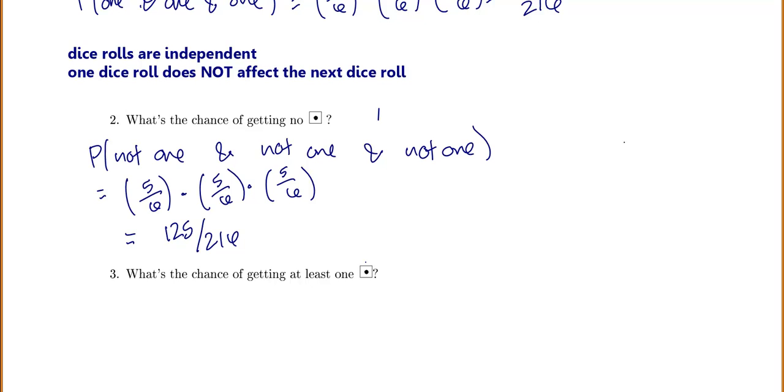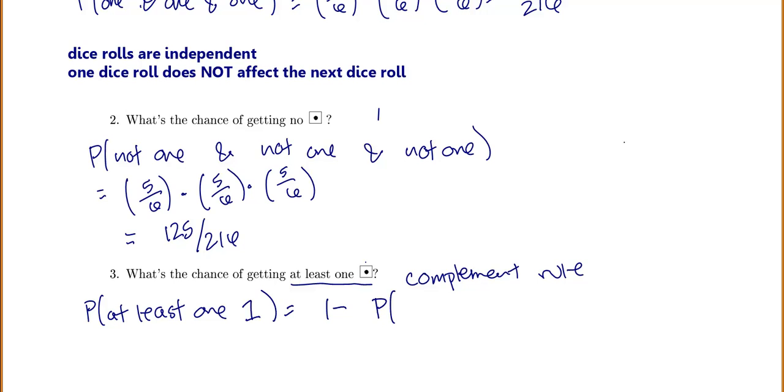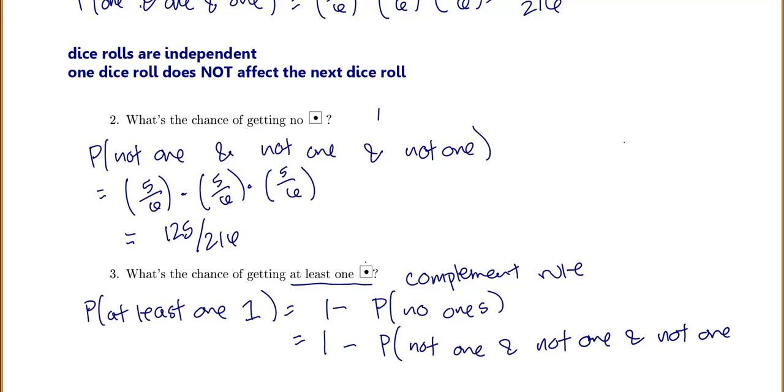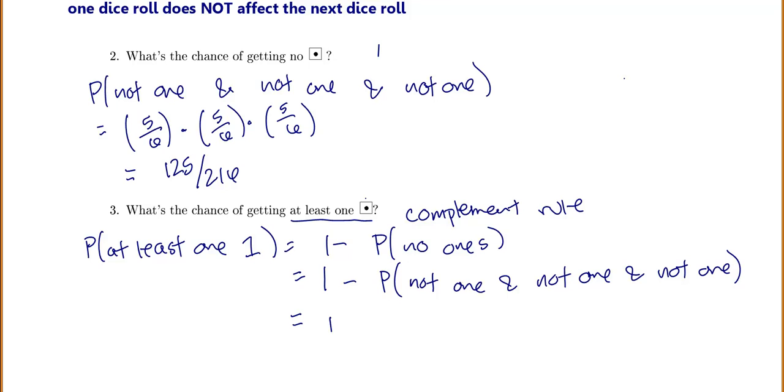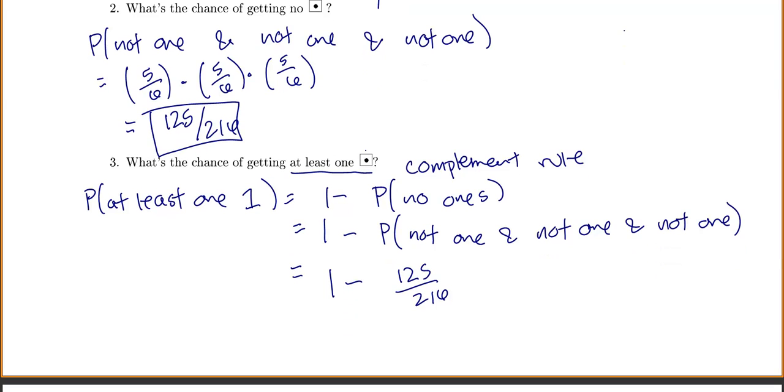And number 3, what is the chance of getting at least 1 one? Because of the at least 1, you know that you want to use the complement rule. Because the probability of at least 1 one is equal to 1 minus the probability of no ones. So to get no ones, you need to have a not 1 and a not 1 and a not 1. Now in number 2, we already figured that out. So that's 125 out of 216. Where we found the probability of not 1, and not 1. So this final answer is 91 out of 216. That's the probability of getting at least 1 one.